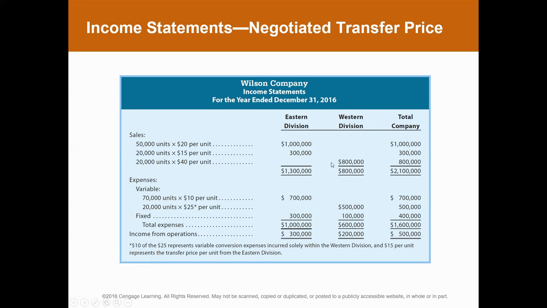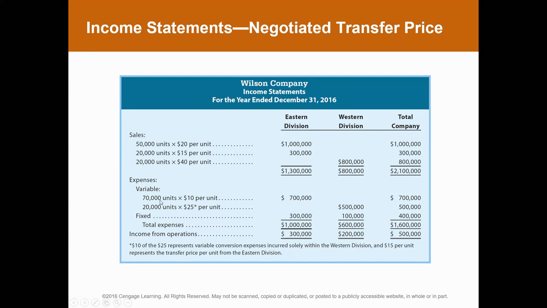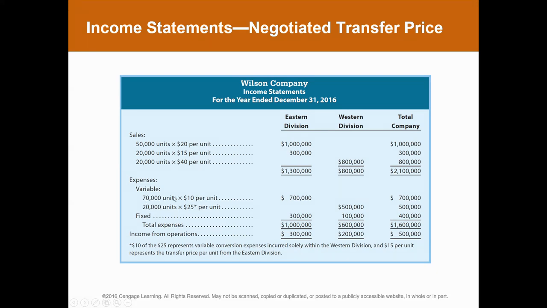We can see that being expensed out here, and I'll show you what that looks like. The 20,000 units at $40 per unit was sold by the Western Division. Now let's look at the expenses. The total 70,000 units was purchased or made by the entire Eastern Division at $10 per unit. The reason why Western Division doesn't have that is because they don't make it. They ended up purchasing it.